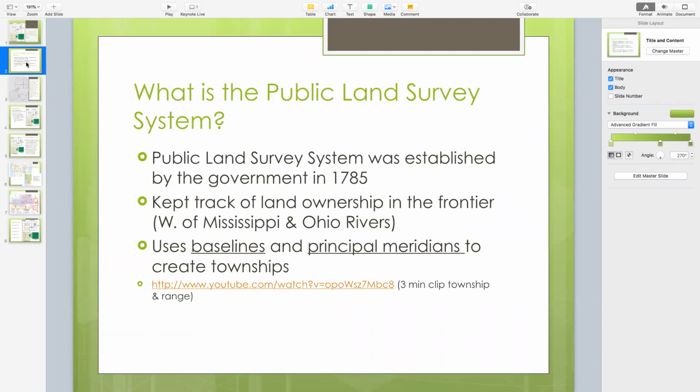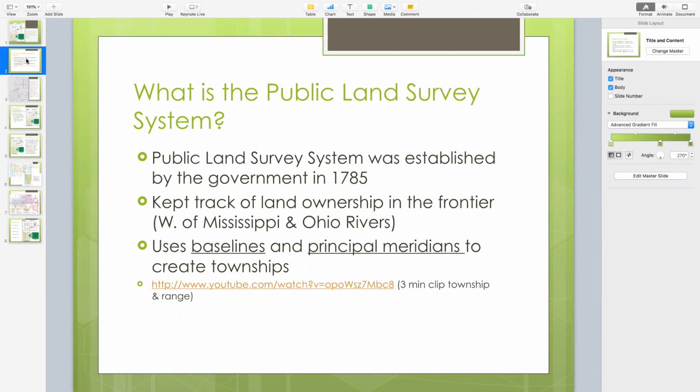So what is the U.S. Public Land Survey System? Before we start deciphering how to use it, let's understand what it is. It is a land ownership system. It helped to keep track of land ownership on the western frontier, particularly west of the Mississippi and Ohio rivers. It was established by the U.S. government in 1785, and it's really a fairly linear grid.